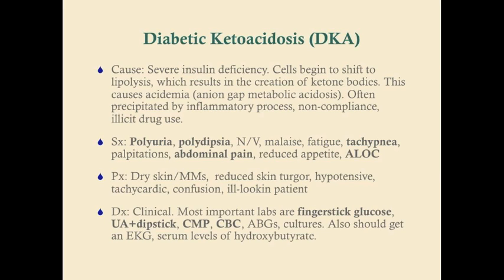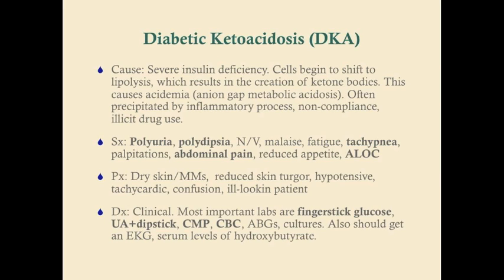So what's happening here? In DKA, you have a severe insulin deficiency, and it's severe enough to where the cells are going to shift to lipolysis. Now, why is this? Well, in your blood, you have a ton of glucose. So why do the cells need to shift to lipolysis? If you don't have insulin, then your cells, as far as they're concerned, they're starving because they're not getting glucose in. And once they get to the point where they're starving enough, they're going to shift their metabolism to breaking down fat. And anytime you break down fat, you create what are called ketone bodies.